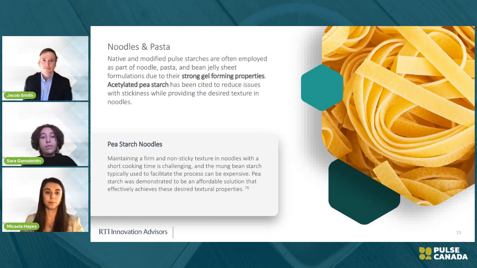So an example patent that we have are noodles made of pea starch because they maintain the firm and non-sticky texture. This can also be done with mung bean starch, but pea starch is a cheaper alternative to achieve the same result.